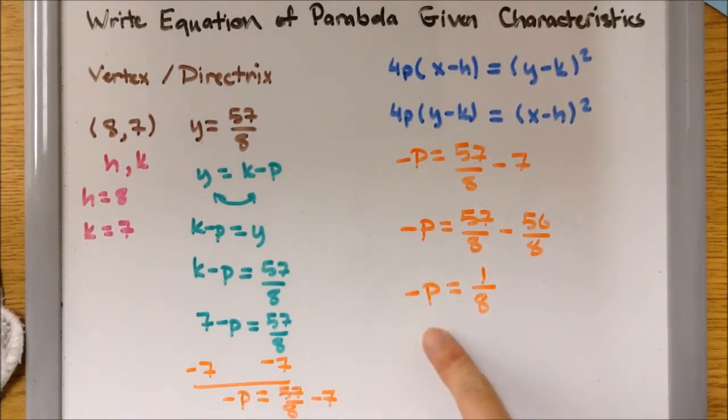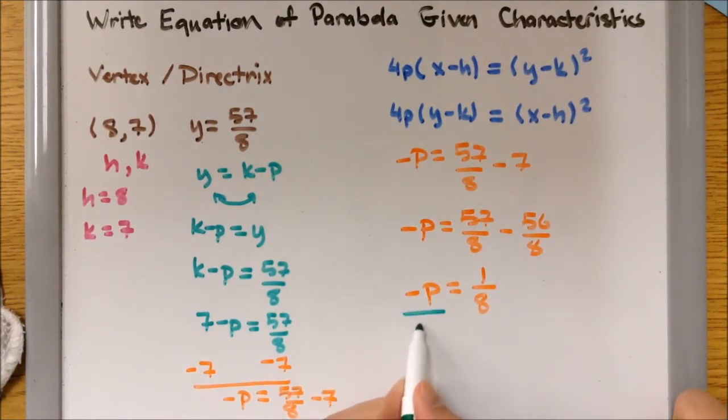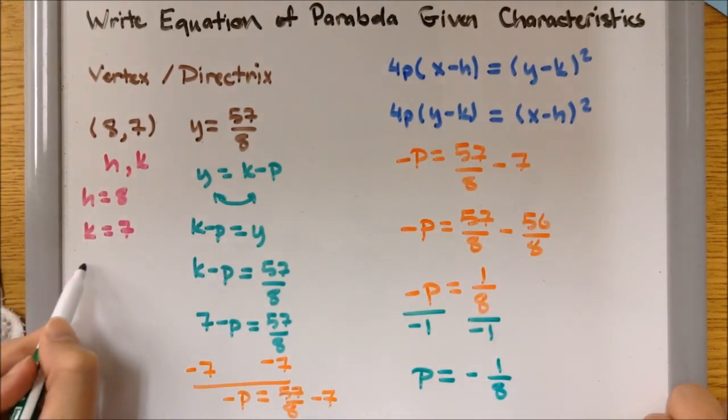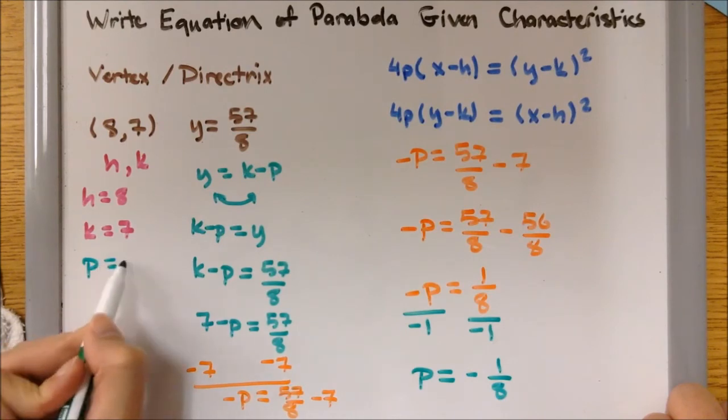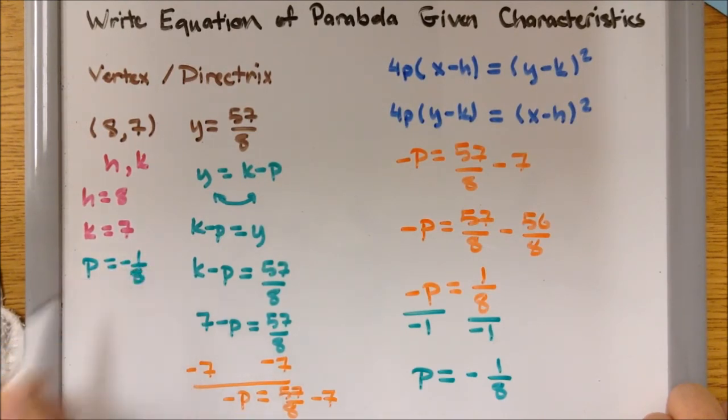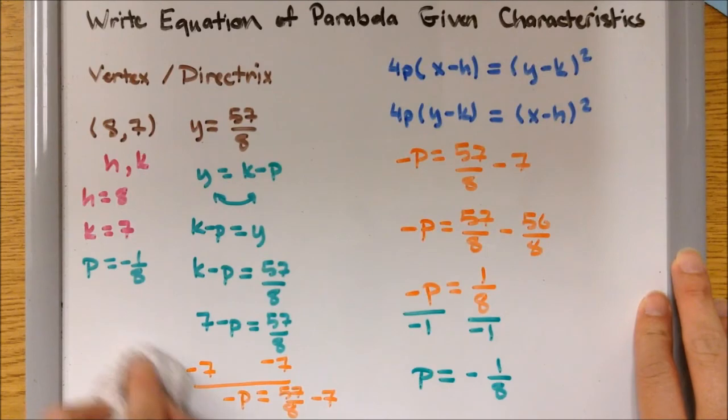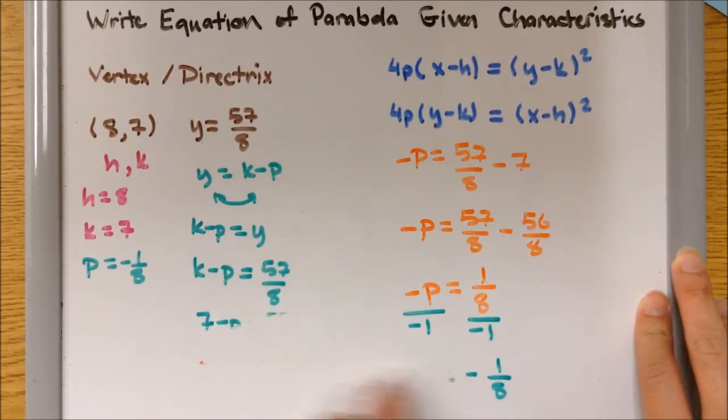Next, I want to get a positive p value. So all I'm going to do is divide by negative 1 on both sides. So we're going to have a positive p equal to negative 1 over 8. So p will equal negative 1 over 8. Once I find the values for h, k, and p, I'm going to plug them into the equation to get the final answer. So I'm going to erase to make more room.